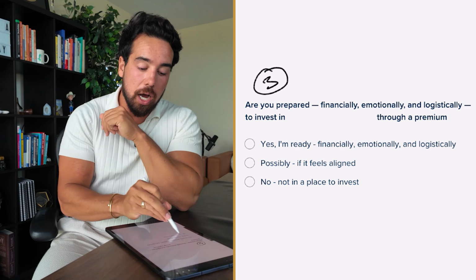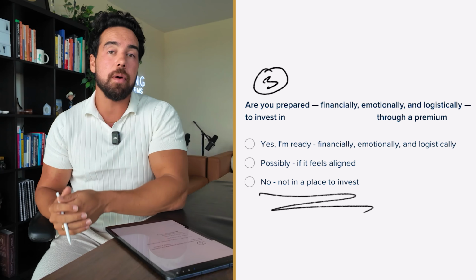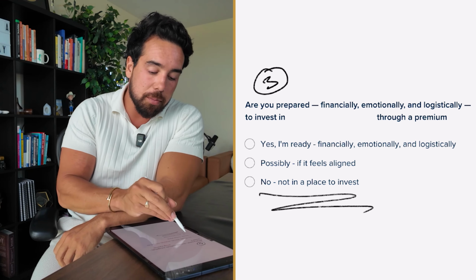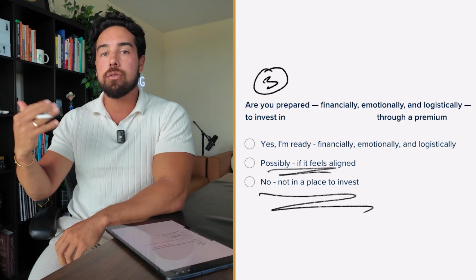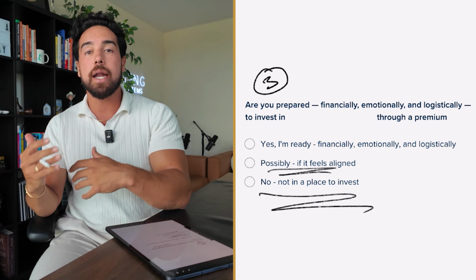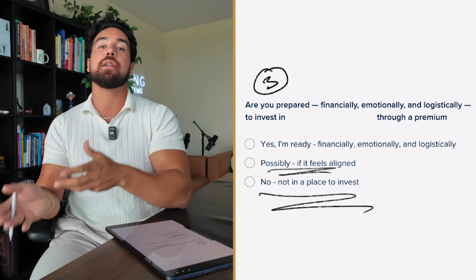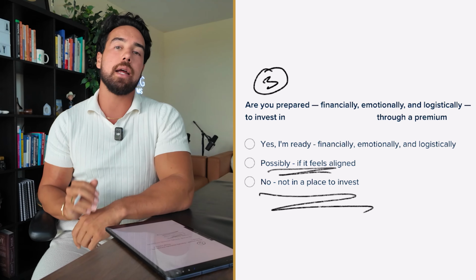If somebody says they're not in a place to invest, we might cancel them off the calendar altogether. If somebody says possibly, we might outbound dial them before the call and try to get them warmed up a little bit more, so that by the time they get on the sales call, they're more likely to pay in full. I want to be crystal clear. This is not about rejecting people. This is about making the right offer to the right person.